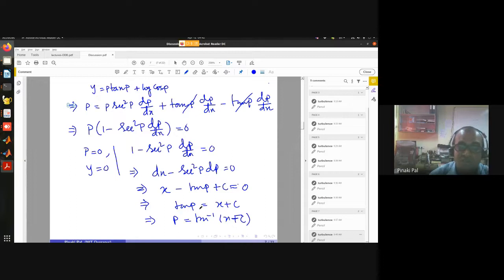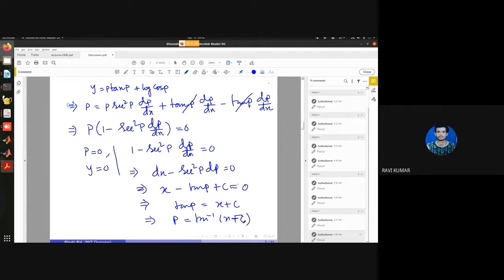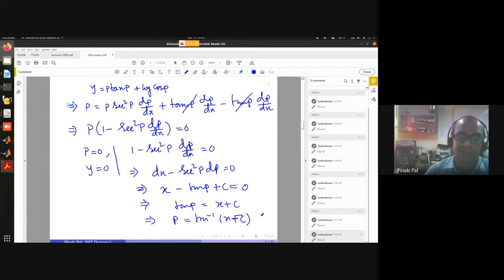Whether this is a singular solution or not, let us look at the general solution, and then we will comment on it. This is not singular, so it cannot be obtained by putting specific values of c. Okay, so let's see.